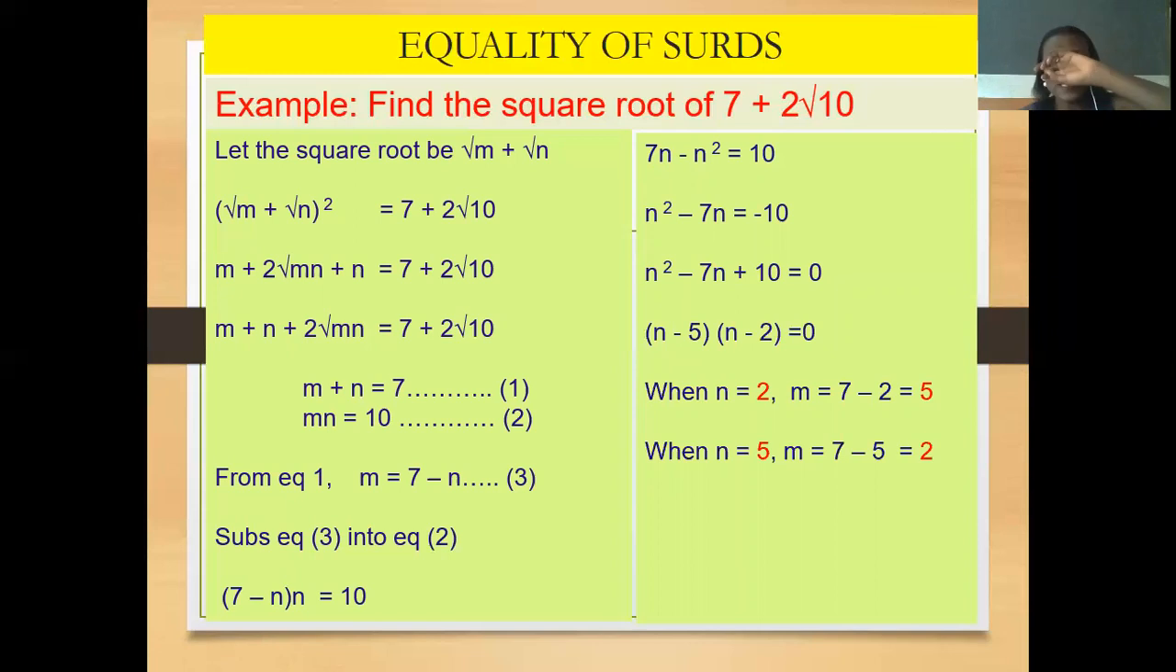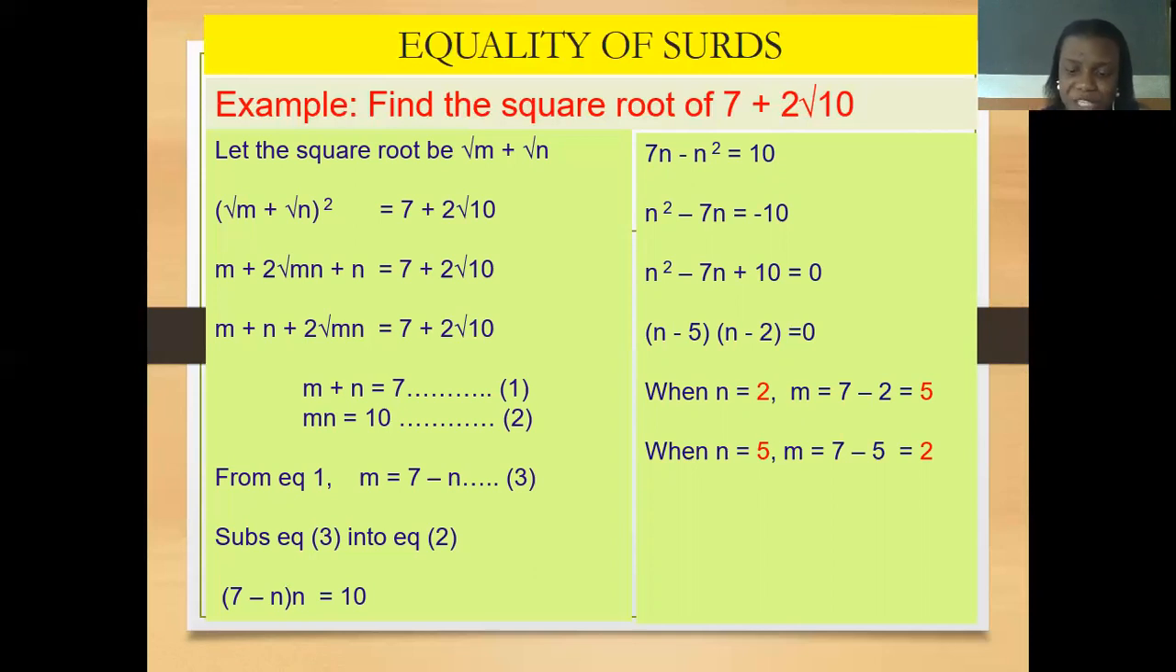But take note that we also need to find m. And m is 7 minus n. So when n is 2, m is 7 minus 2, which is 5. And then when n is 5, m will be 7 minus 5, which is 2.